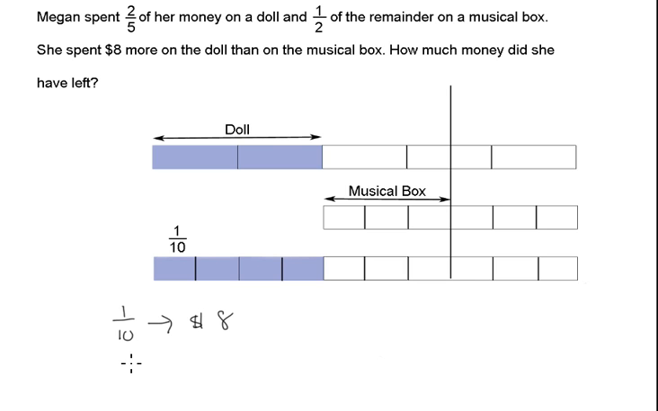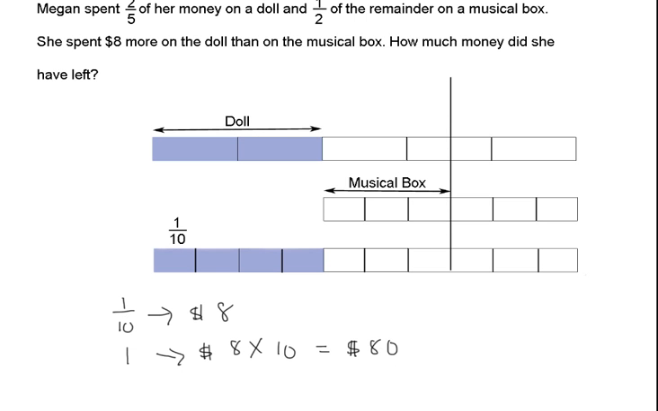So now 10 full parts is 1 whole. 1 whole is 10 out of 10. It's actually 8 times 10, which equals $80. So 1 out of 10 parts is $8, and all this whole thing, these 10 parts, 1 whole, is 8 times 10, $80. Megan had $80 at first.